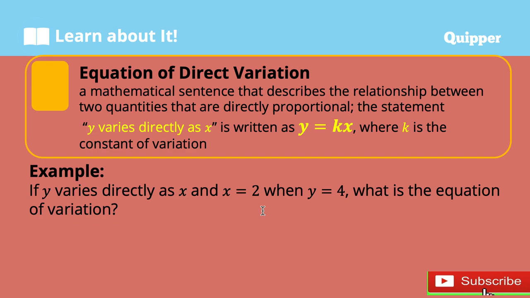Equation of direct variation. It is a mathematical sentence that describes the relationship between two quantities that are directly proportional. The statement y varies directly as x is written as y is equal to kx, where k is the constant of the variation. The keyword is directly, and it is pertaining to direct variation. For example, if y varies directly as x and x is equal to 2 when y is 4, what is the equation of the variation?